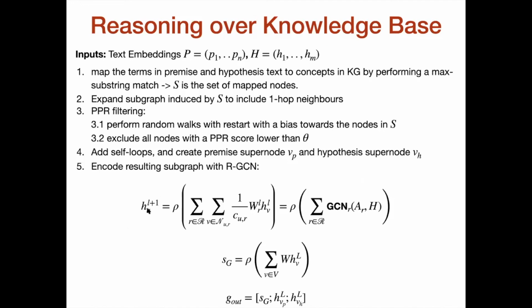Once we have this node embedding for each node, we then obtain a graph embedding, which is obtained just by multiplying each node by a learnable matrix W, and then summing everything together and applying a nonlinearity again. Finally, the final output of this module is the concatenation of this global embedding vector and of the embeddings of the two supernodes that we defined in step 4.